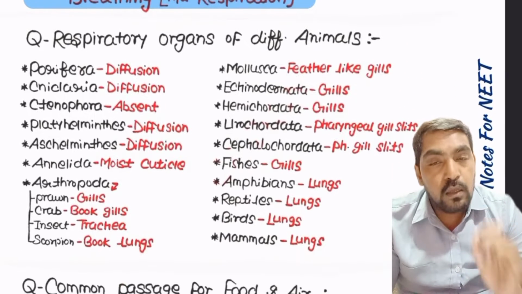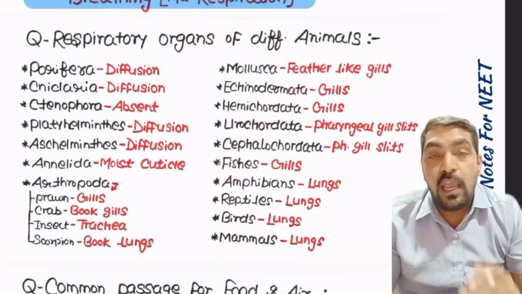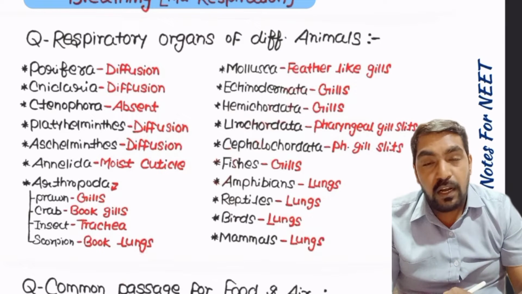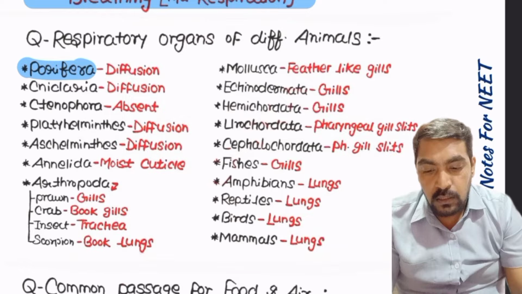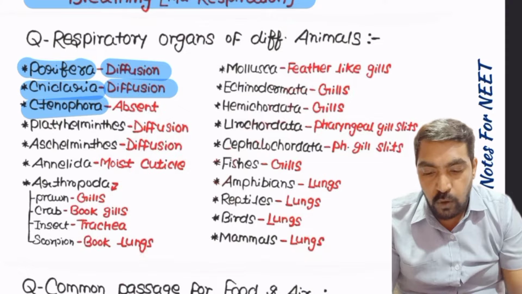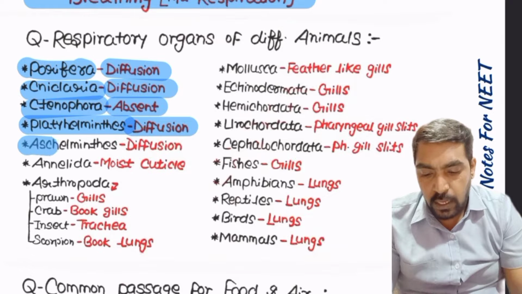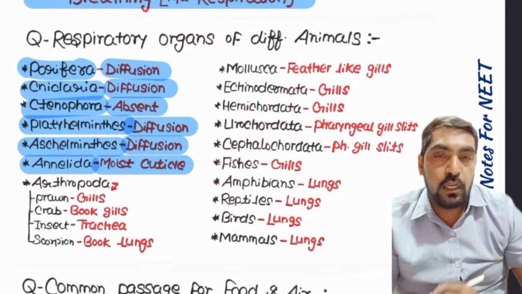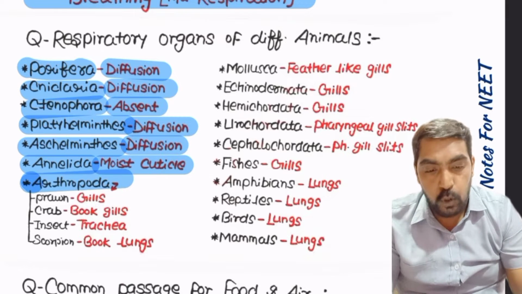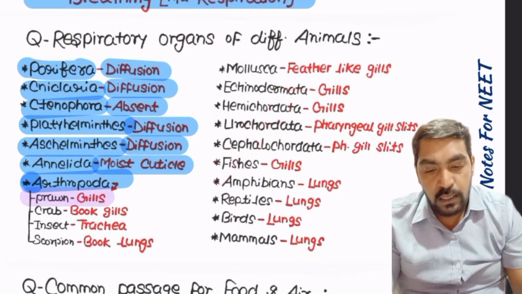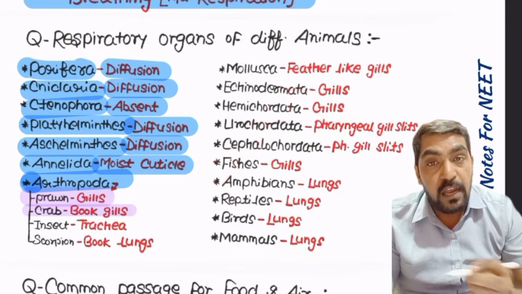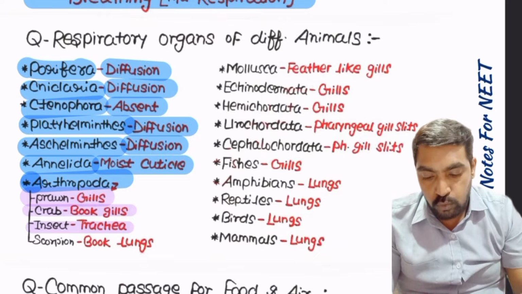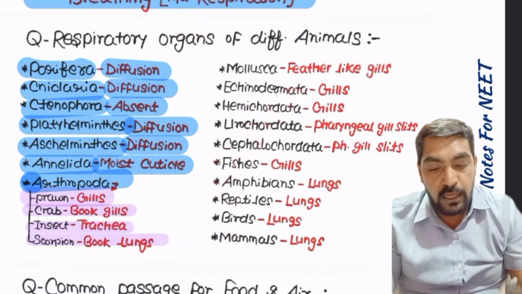There are different animals living in different habitats and they have different respiratory organs. So let us understand. Poriferans respire through diffusion. Cnidaria, they respire through diffusion. In Ctenophora, the respiratory organ is absent. Platyhelminthes respire through diffusion. Aschelminthes respire through diffusion. Annelida, they have a moist cuticle on their body. In arthropods, we have different categories: prawns respire through gills, crabs respire through book gills, insects respire through trachea, and scorpions respire through book lungs.